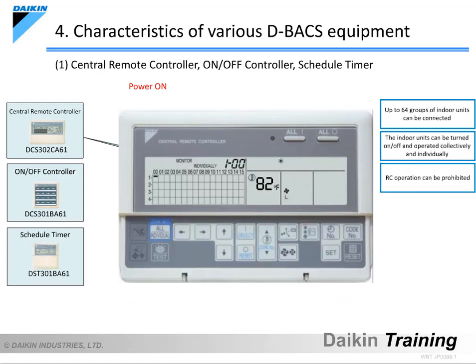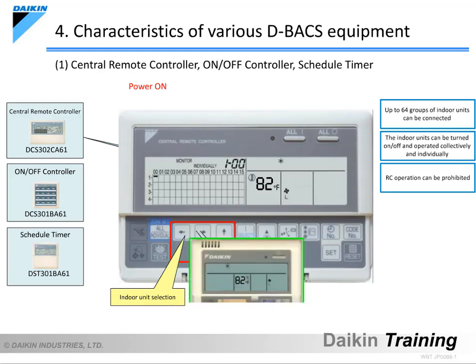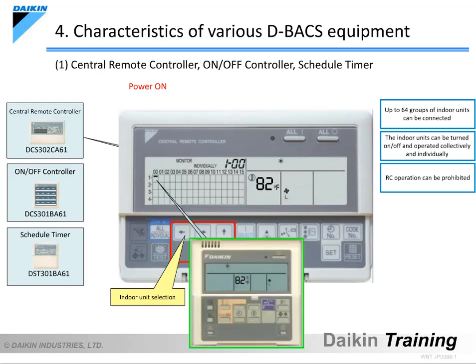The central remote controller can prohibit the operation of an indoor unit from its remote controller. First, select the indoor unit and then select the desired number using the code number button. Let's take a look at the two numbers that can be selected by the code number button as an example.